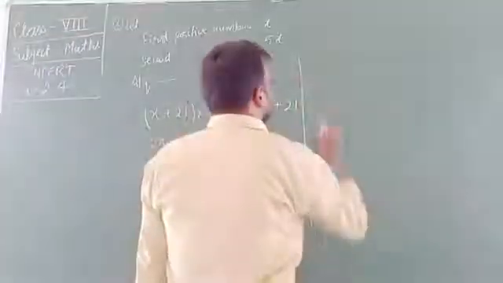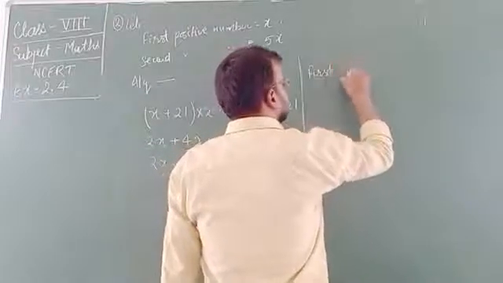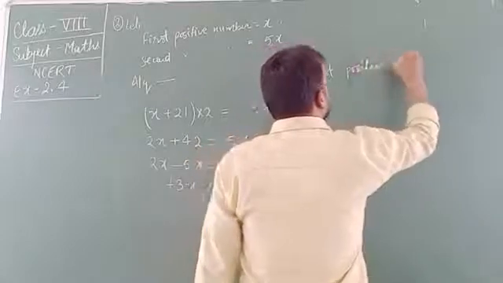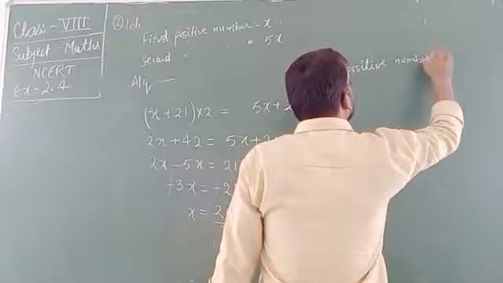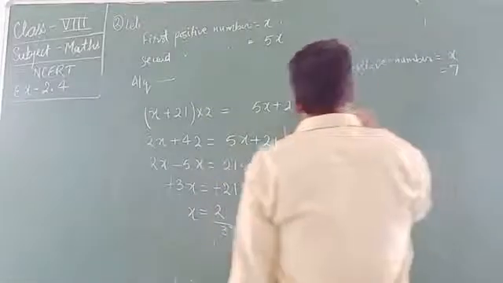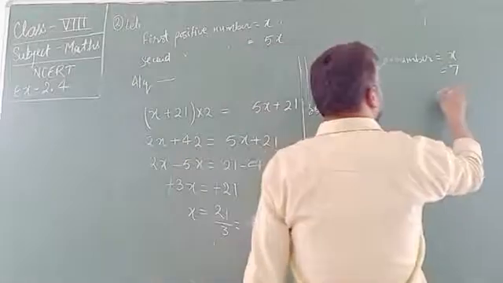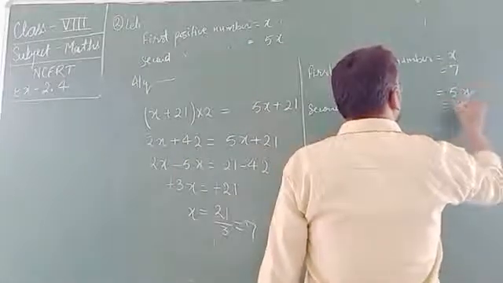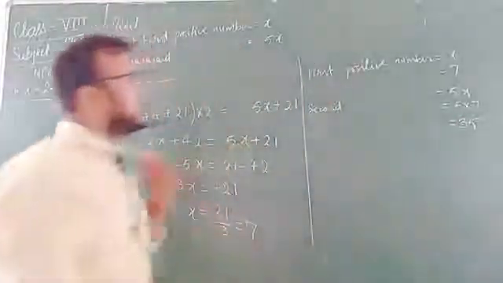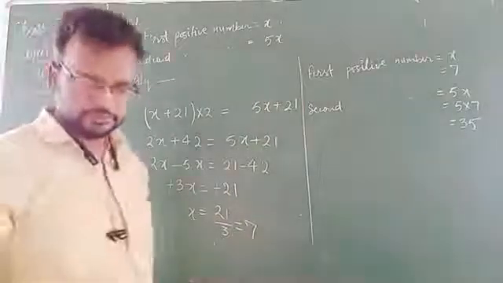Now the answer: the first positive number is x equal 7. The second positive number is 5x, that is 5 into 7 equals 35. So the answer is 7 and 35. Solution of question number second.